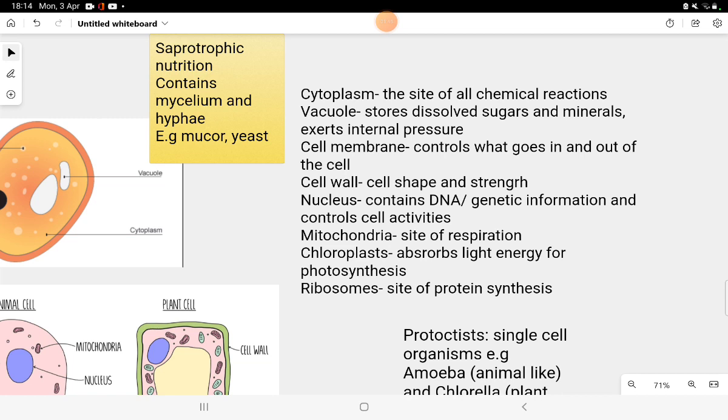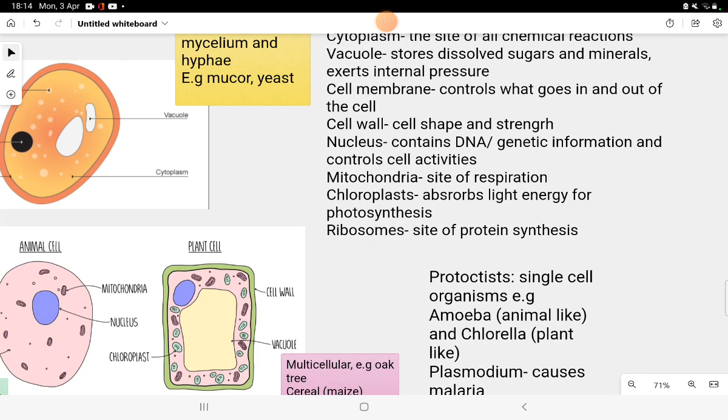So it's where all the chemical reactions in the cells take place. The vacuole, which is in plant cells, stores dissolved sugars and minerals, and it also exerts internal pressure inside the cell. The cell membrane, which is present in both plant cells and animal cells, and also fungus, controls what goes in and out of the cell. The cell wall gives the cell its shape, and it also gives it strength. The nucleus contains DNA or genetic information, it doesn't matter which way you say it, but it also controls cell activity, so make sure you learn both of those.